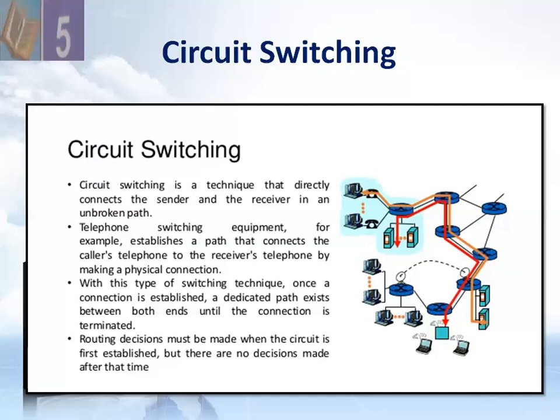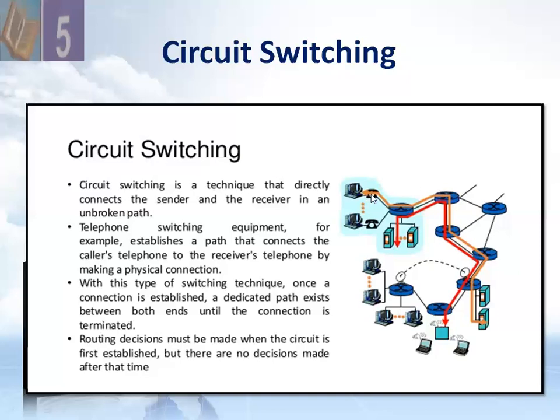Routing decisions must be made when the circuit is first established. So they can choose the best route and the best path for data communication, which path is more suitable and more reliable. And with this type of switching technique, once a connection is established, a dedicated path exists between both ends until the connection is ended. On the screen here you can view a diagram.